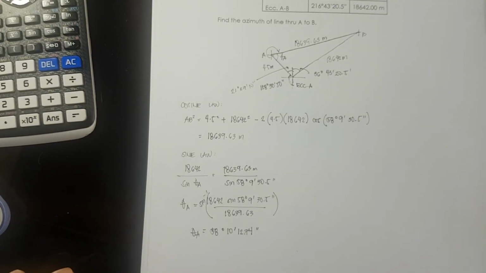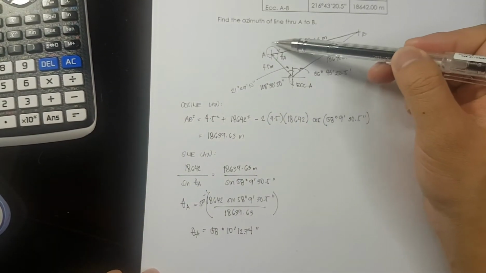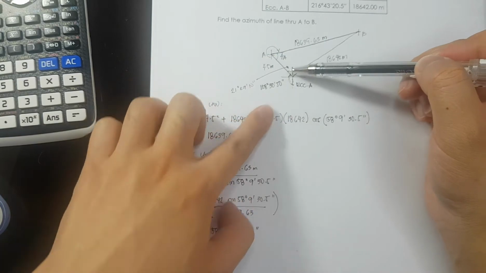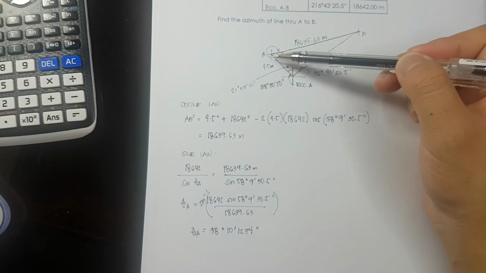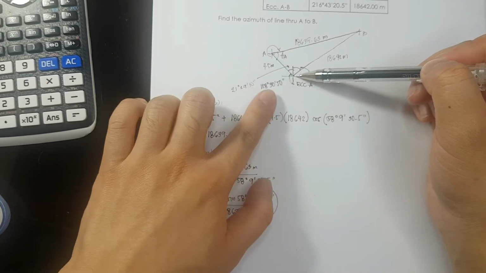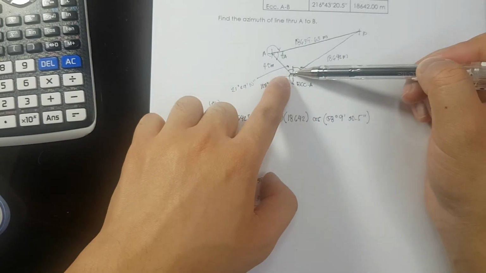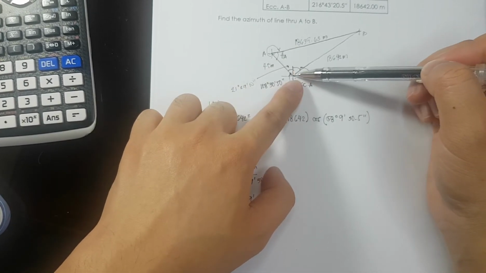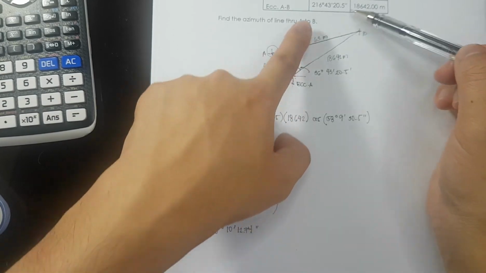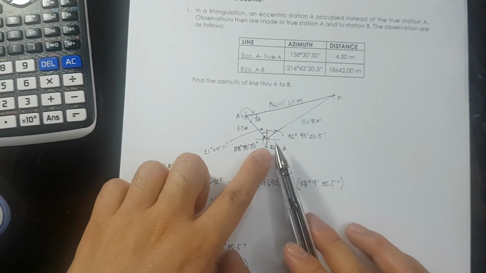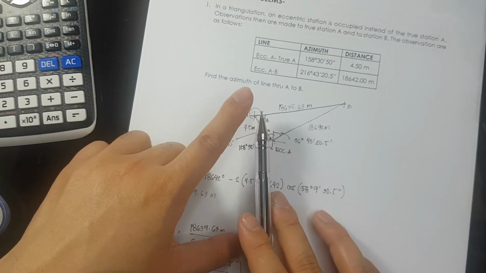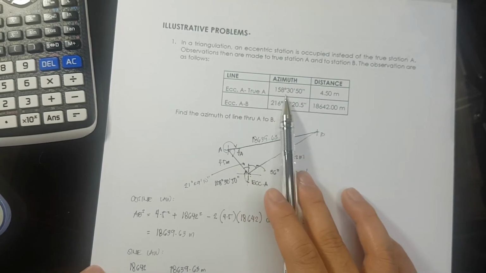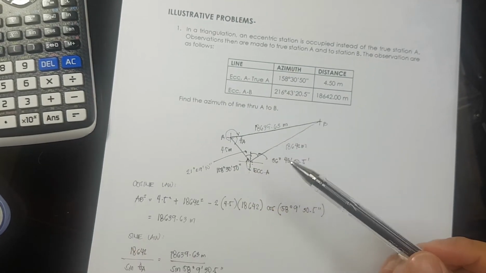we have here the azimuth first of line AB, and the azimuth of line AB, A to eccentric A, is, we have here 58 degrees plus 180 para makuha natin yung azimuth. Kasi this is yung azimuth na 158 is from eccentric A to true A. This time it is true A to eccentric A. So we add 158 degrees, 30 minutes and 50 seconds.